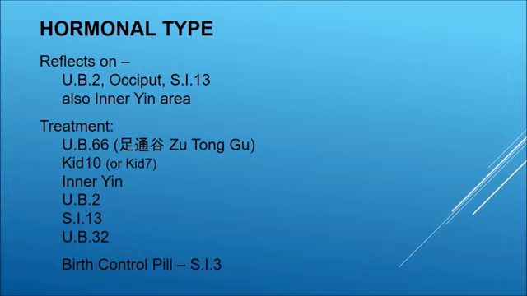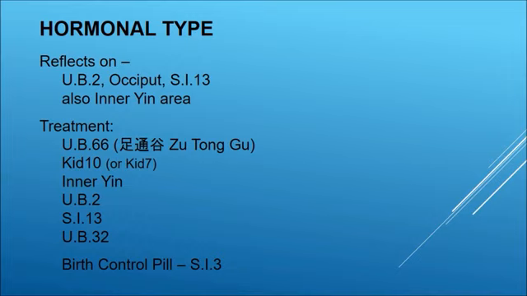The treatment point of choice is UB66, water on water, representing hormones. The name of UB66 is Zutonggu, the leg connecting valley. Tong is to penetrate, to connect. It implies mediating or diplomacy, which describes the role of the hormonal system. It mediates. Kidney 10 is also water on water, and it is the companion of UB66.